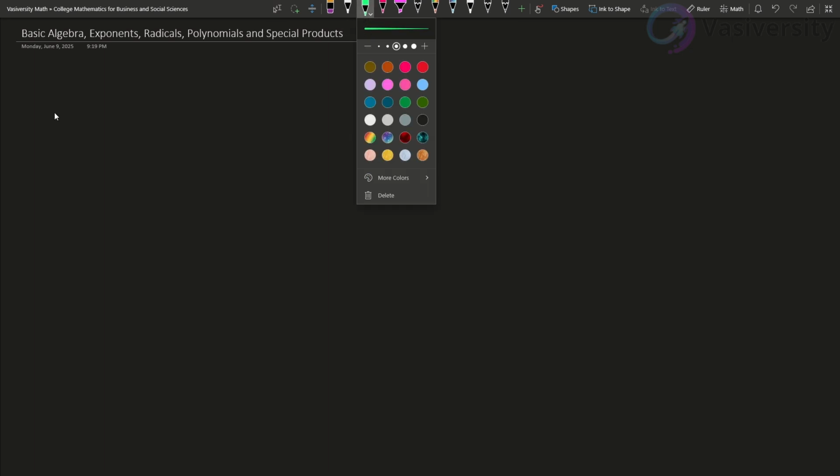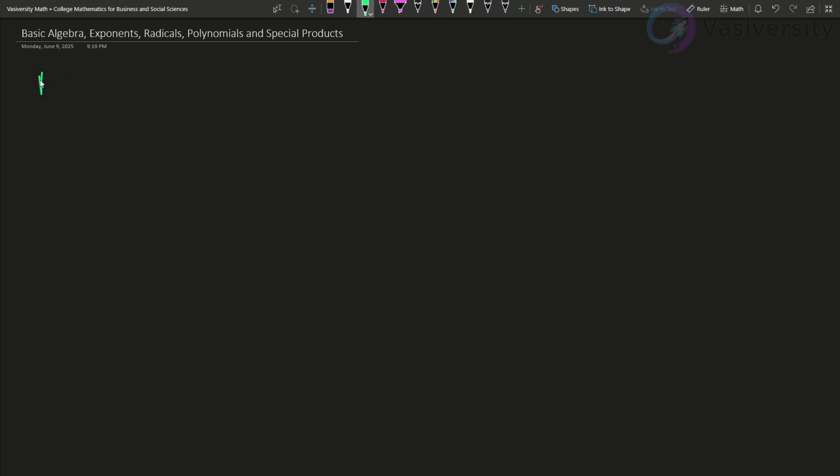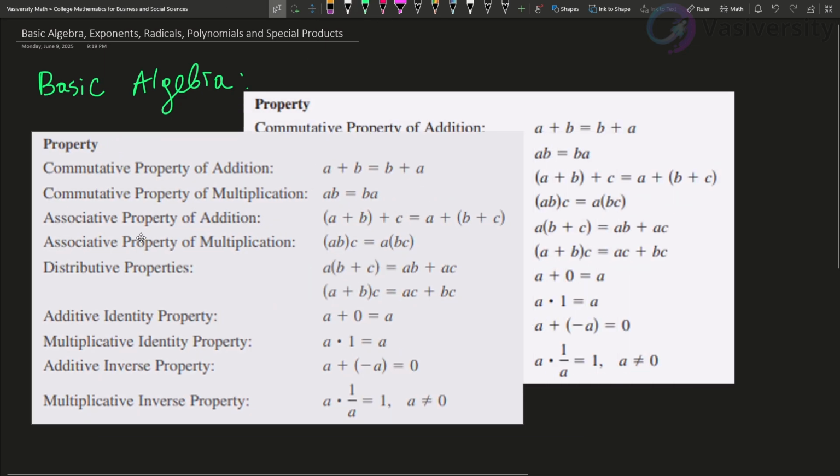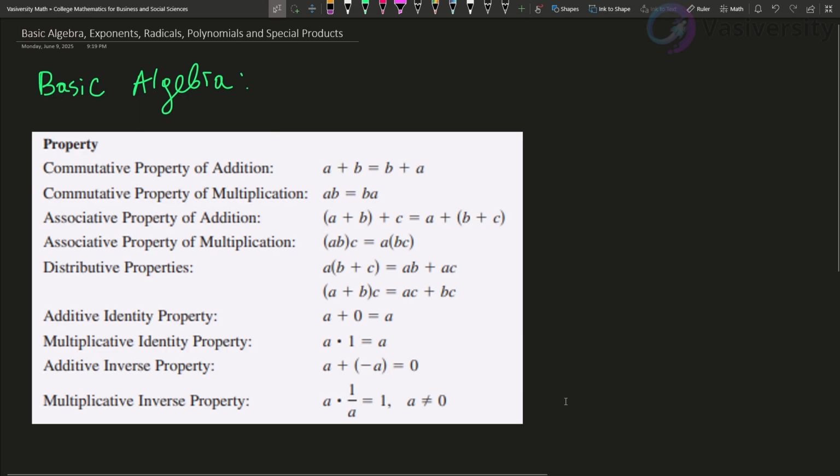So, today we're going to be starting first with the basic algebra operations specifically. What can we do here? Let's take a look at the following. Here we have the algebraic operations. So we have the commutative property: A plus B is equal to B plus A. Here, A and B are real numbers.